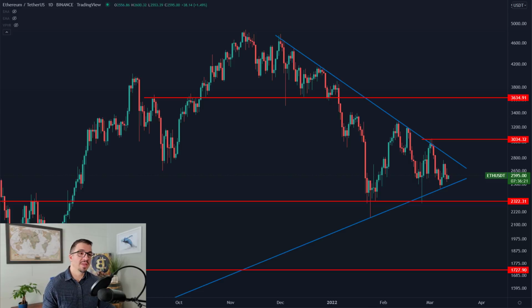And lastly, we have the Ethereum chart, which I talked about on Friday, and it too has formed a symmetrical triangle.